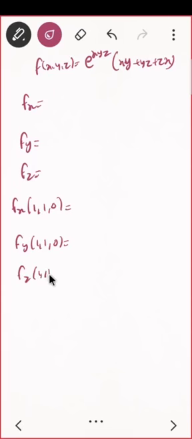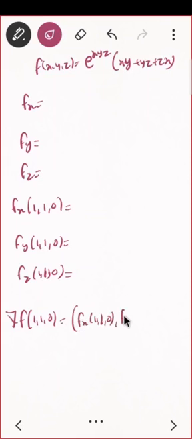You have the function f of xyz equal to e raised to xyz multiplied by xy plus yz plus zx. So quickly calculate fx, fy, fz. The next thing you have to calculate is fx at the point (1,1,0), fy at (1,1,0), and fz at (1,1,0). This will give you your delta f at (1,1,0), that is fx, fy, and fz at (1,1,0). Correct.